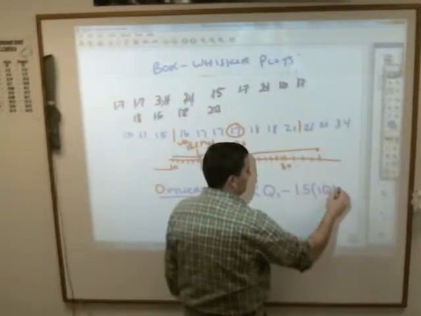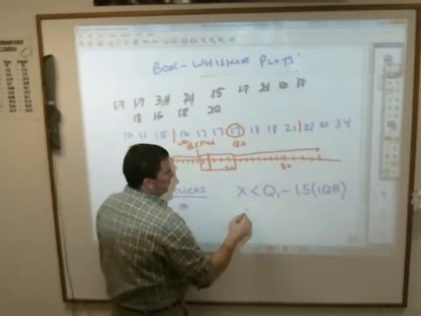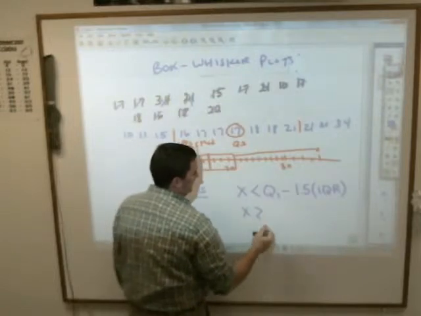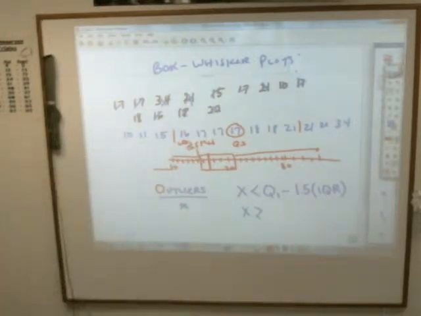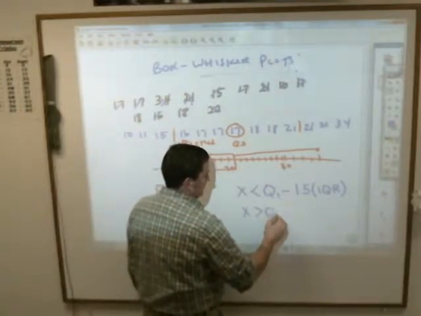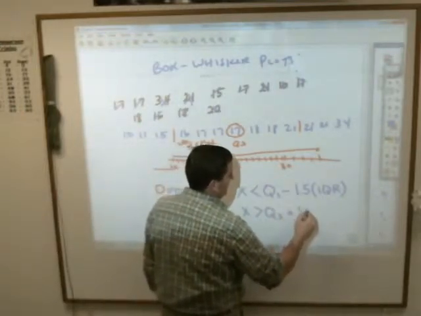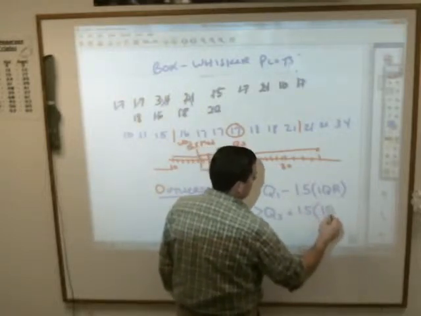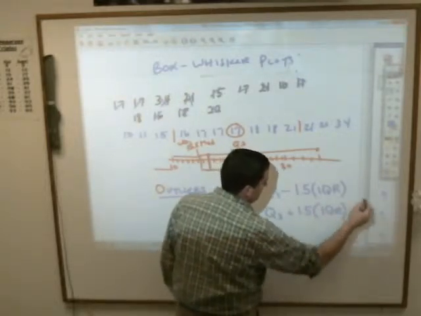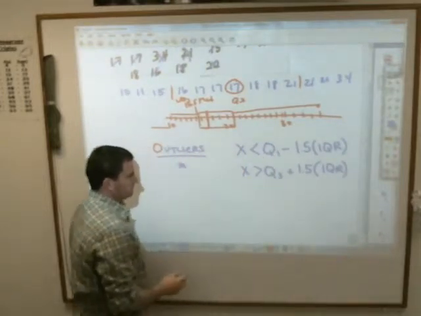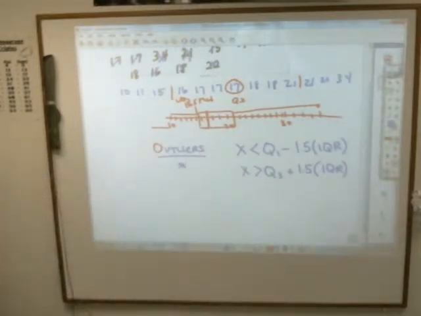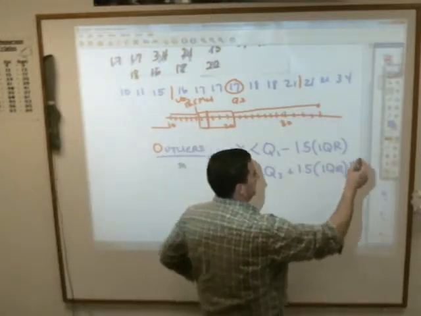and I'll talk about all of this in just a second, or when x is greater than Q3 plus 1.5 times the IQR. Does that help? I don't know what IQR is. Exactly, and that's what we're going to talk about here. But write this down because this is part of the whole spiel.